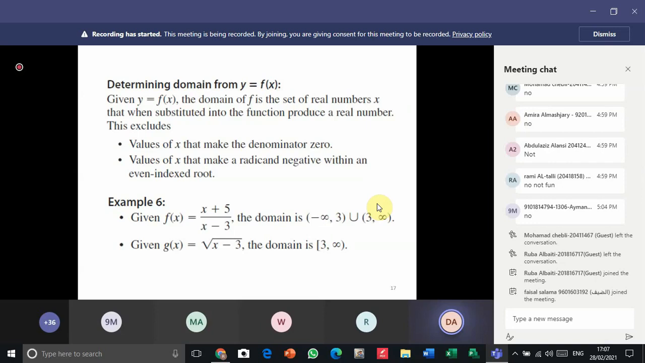What's the meaning of the domain of f of x? Why do you study the domain of the function?